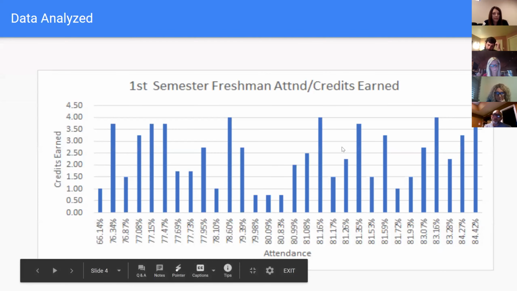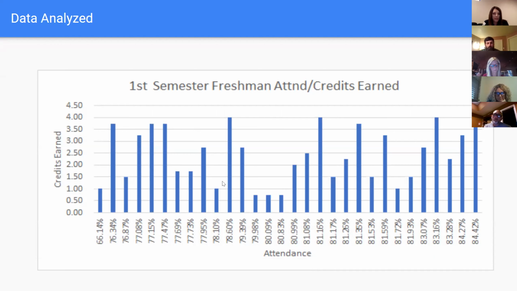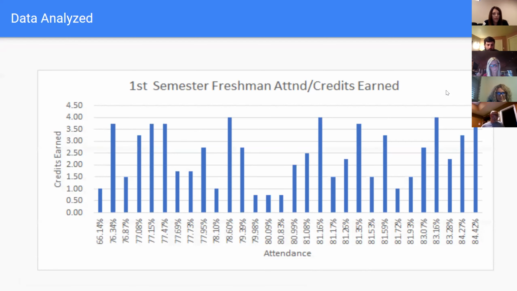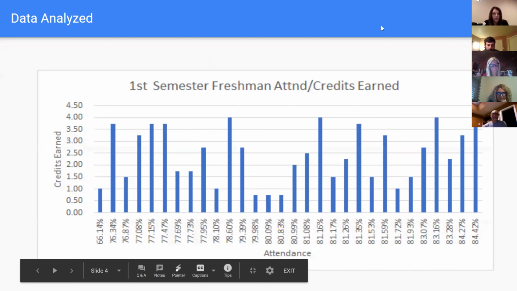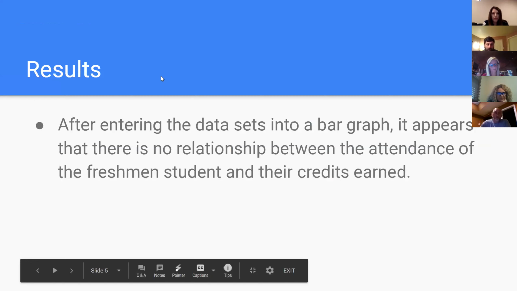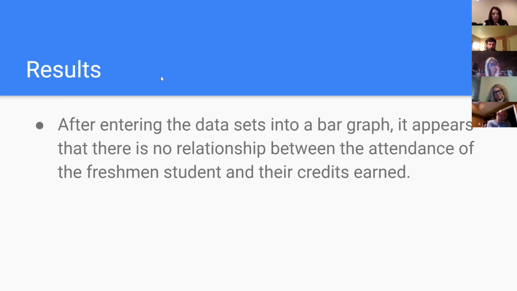This was the data that I was able to look at, and I just picked 30 students out of our freshman class that fit into that attendance range. Some were free pay, some were full pay. As you can see, I thought there would be more of an ascending trend: the lower attendance percentage they had, the lower amount of credits they would earn. My assumption would have been that the higher attendance they had, the more credits they would have earned in their first semester, and that was not the case. My results were, after entering the data sets into a graph, it appears that there isn't a relationship between the attendance of the freshman student and the credits that they earned.